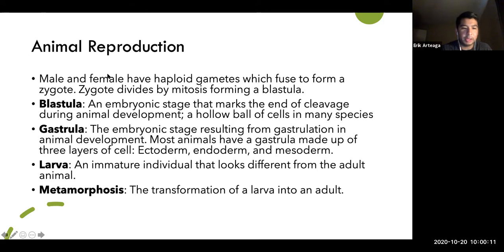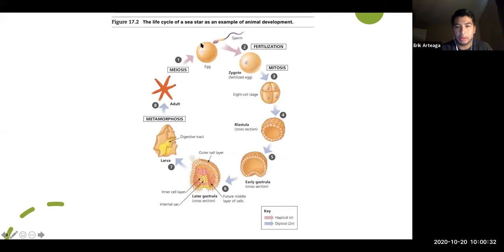Okay, so larva can be like the caterpillar. Metamorphosis is going to be referring to the butterfly, right? So larval stage and then metamorphosis stage. You see this also with mosquitoes, right? They have the swimming young in the water, and then eventually they develop into the large mosquitoes. Okay, and we'll see the gastrula and blastula right now in this image. So here we have the life cycle of a sea star. Excuse me. The fertilization, the zygote.